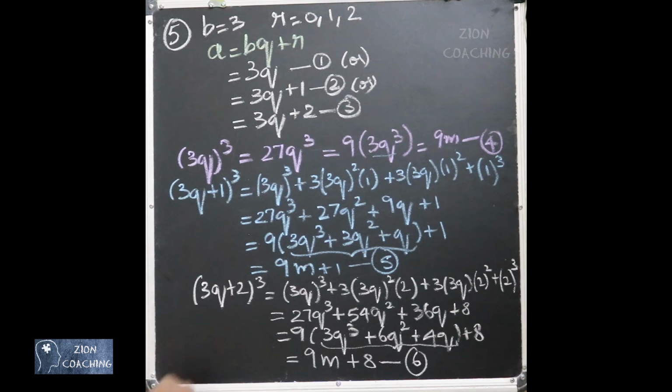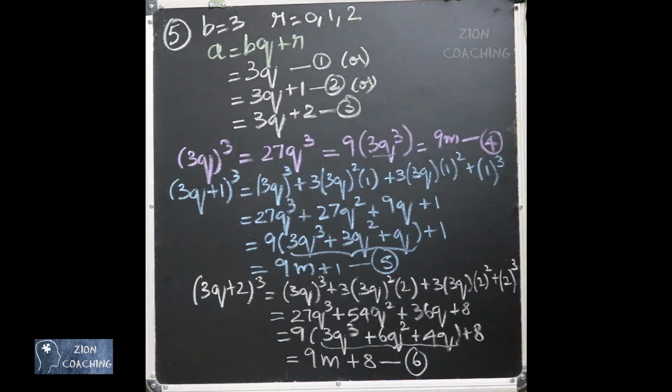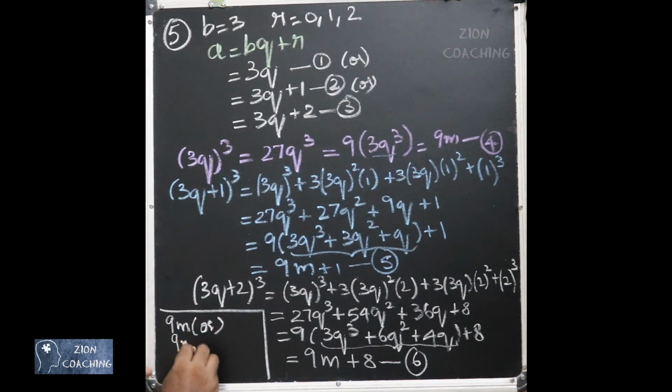Now we have found the cube of all these 3. The results are 4, 5 and 6. Seeing the results 4, 5 and 6, we can say that the cube of any positive integer is of the form 9m, or the second answer, 9m plus 1, or the third answer, 9m plus 8. So as per the question, we have shown that the cube of any positive integer is of the form 9m or 9m plus 1 or 9m plus 8.